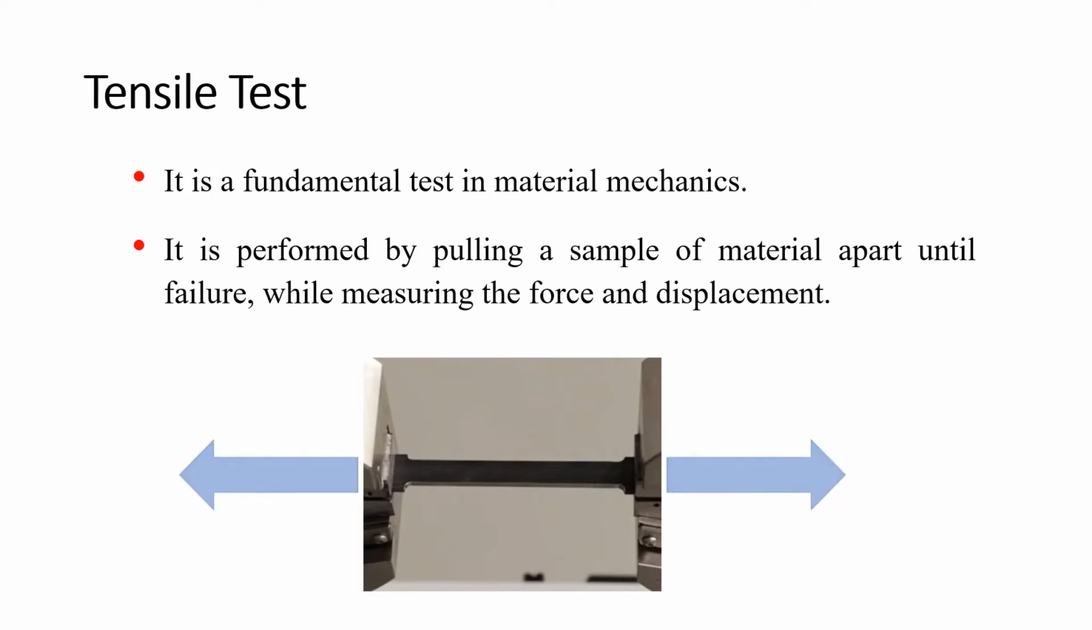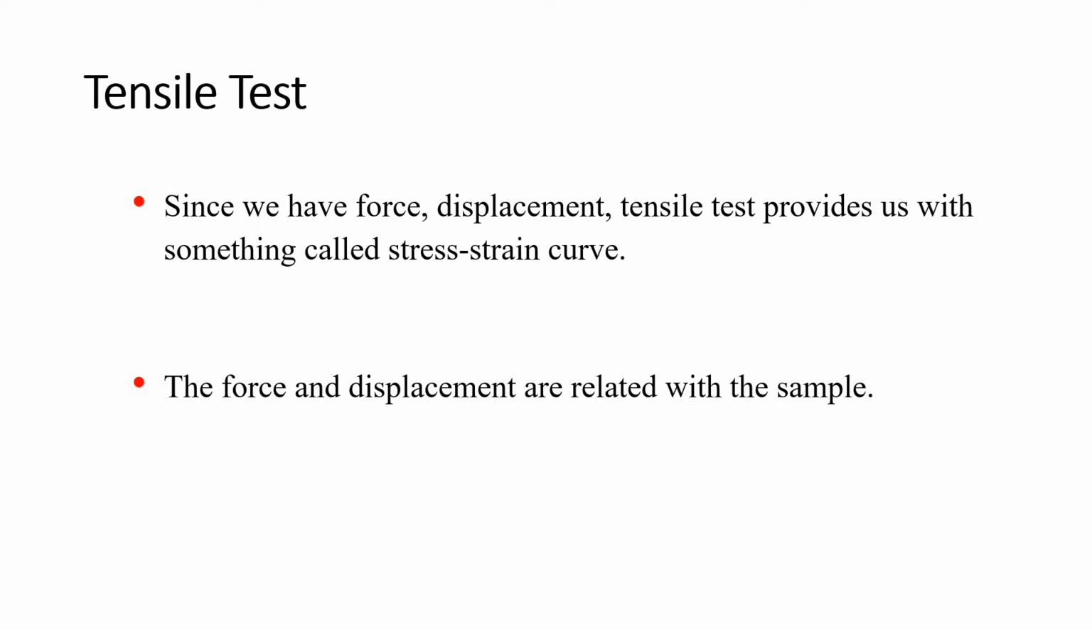As an example, we observe a metal sample in a tensile test. The two flashing blue arrows represent the tensile forces acting on the sample. In a tensile test, the force and the deformation are data provided while the experiment runs. Since we have force and displacement, tensile tests will provide us with something called a stress-strain curve. The force and the displacement are related to the sample tested.